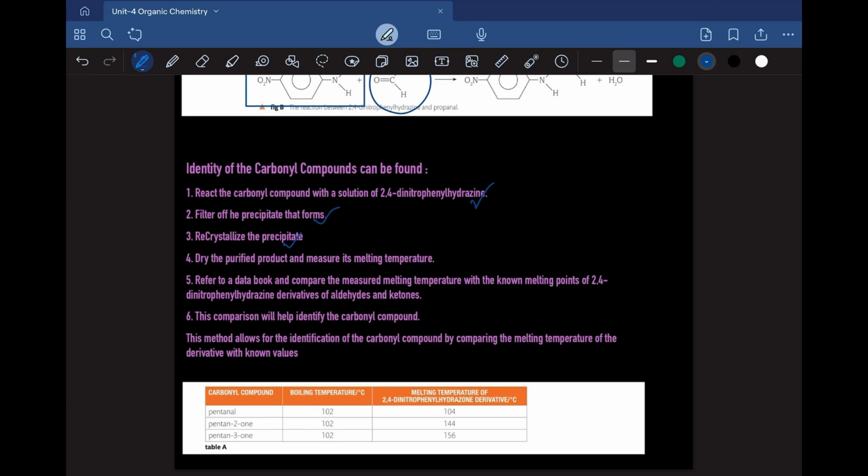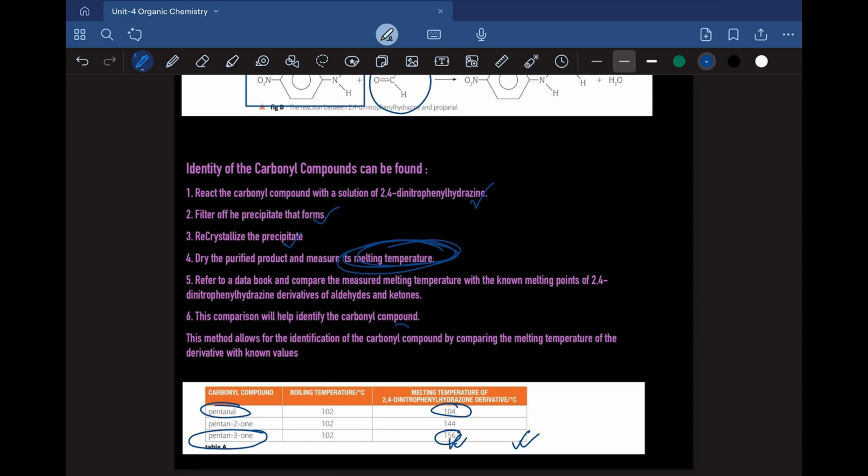And we will compare this melting temperature with the melting temperatures of the 2,4-dinitrophenylhydrazine derivatives of aldehydes and ketones. Let's say if it is pentanal, its melting temperature will be 104. Now, after measuring the melting temperature, if you see that it is 156, then you can say yes, it is pentan-3-one and it is a ketone, not an aldehyde. So this is how you will figure out whether it is an aldehyde or ketone.